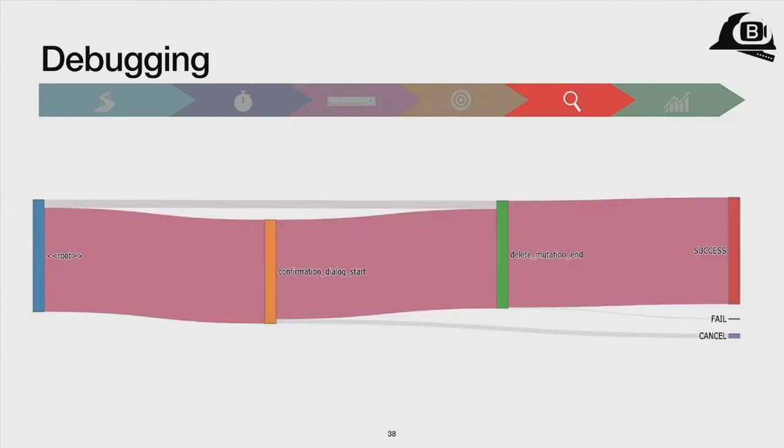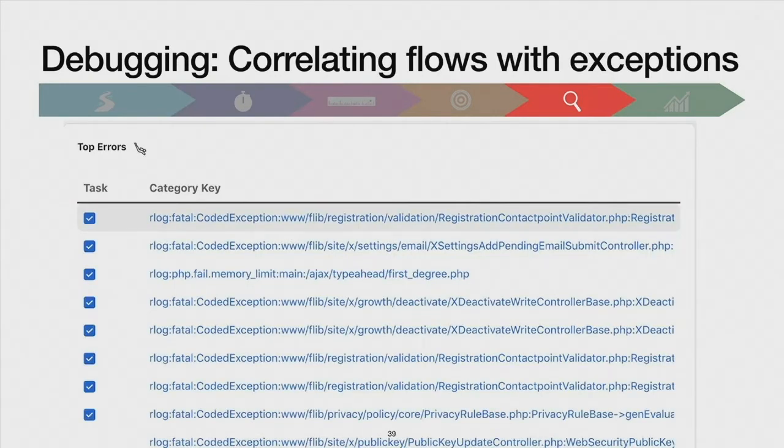In most cases, it's more useful to look at the Sankey diagram. This helps us to understand at which step of the flow the user drops out. In this case, we can focus our investigation on the delete mutation end, as this is the only path that leads to a failure. A different approach is to look at server-side errors that were correlated with the flow.